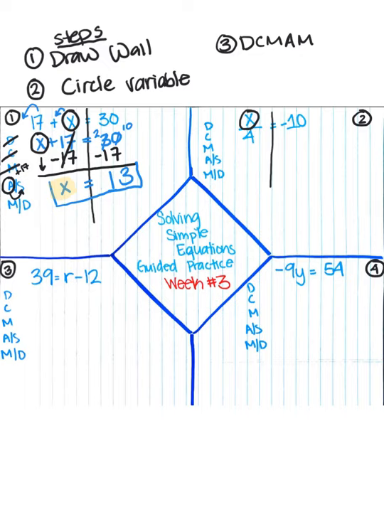So I'm going to go ahead and move forward. So let me see. Step 1, draw my wall. Step 2, circle my variable. Step 3, write my DC man. But we get to cross out the D, C, and the M. Now, all I have to do is look. Let's see, do I have any addition or subtraction? No, I don't see any addition signs. I don't see any subtraction signs. Do I have any multiplication or division? Yeah, I do. Since that fraction bar does mean division, I see that there is division.